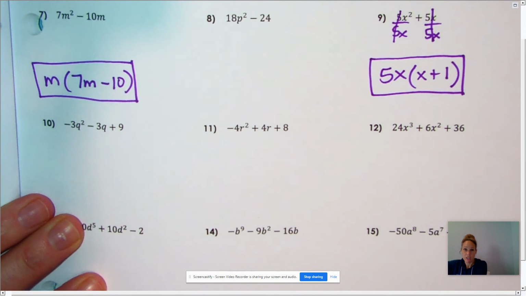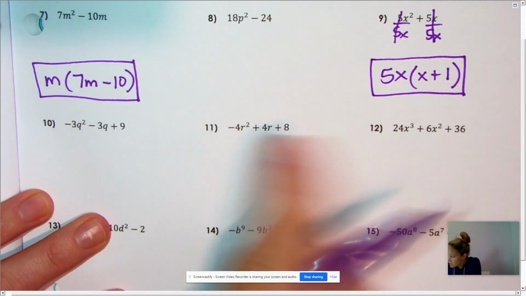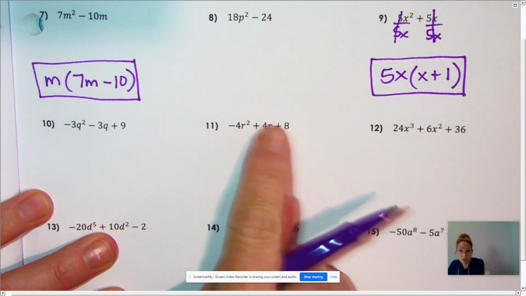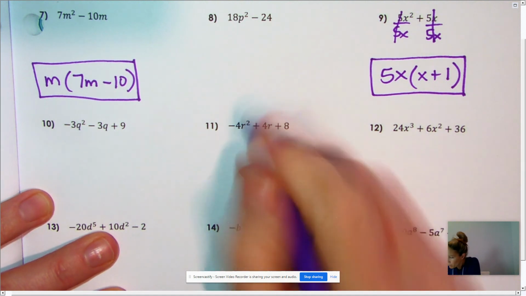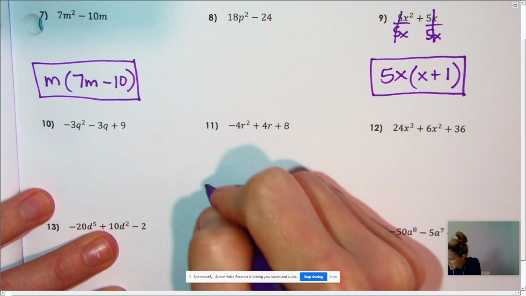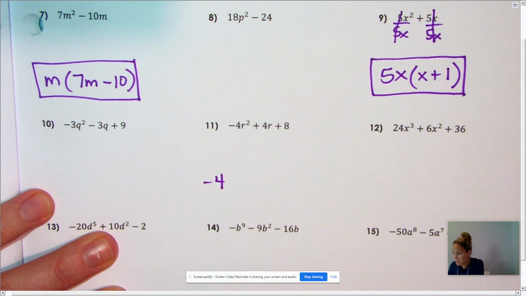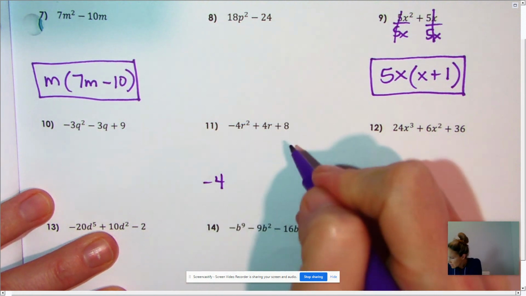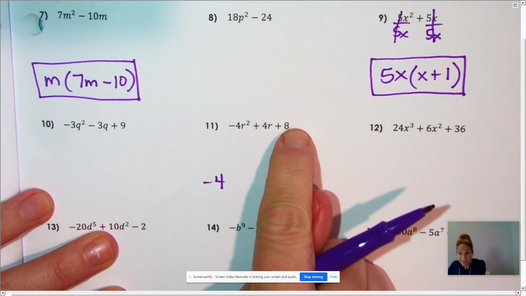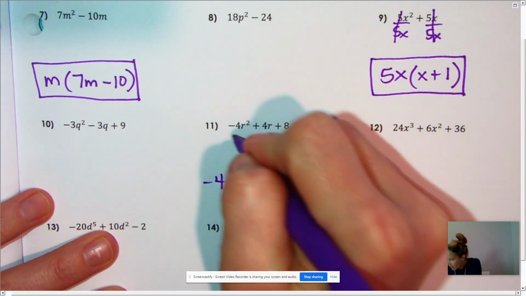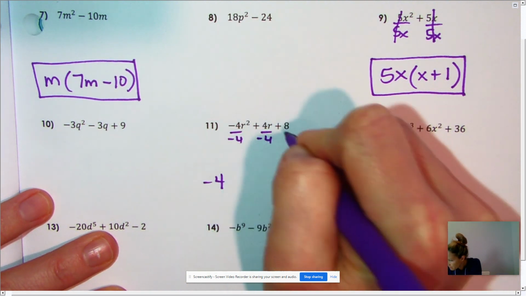Okay, question number 11. Look at the littlest number, 4. Can 4 go into all 3 of those numbers? Yes. And whenever we're leading with a negative, we tend to take out that negative at the beginning. And then I say, do they all have R's? Nope, that last one doesn't have it. So all I'm doing is dividing by -4 on each of these.